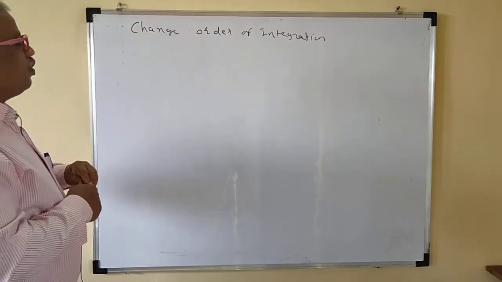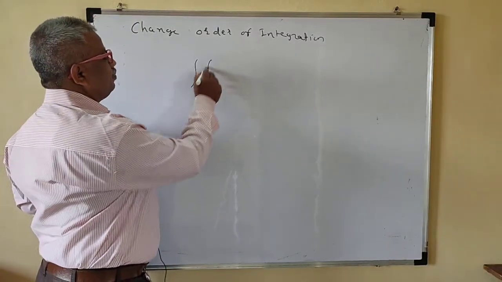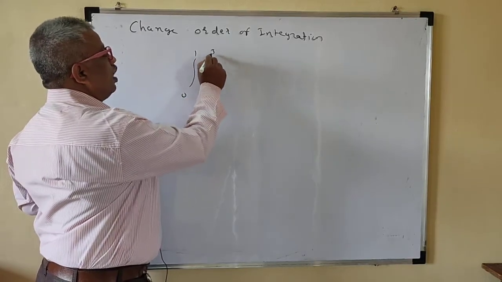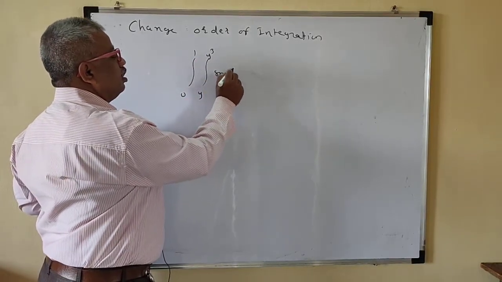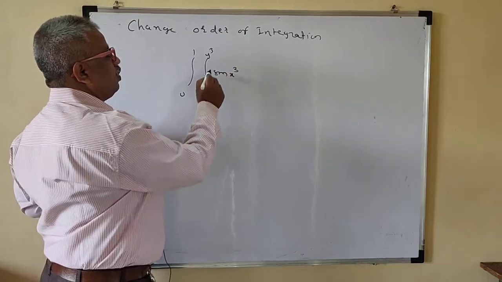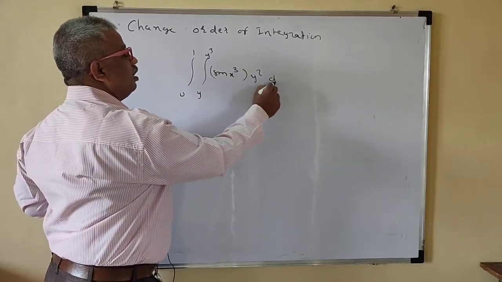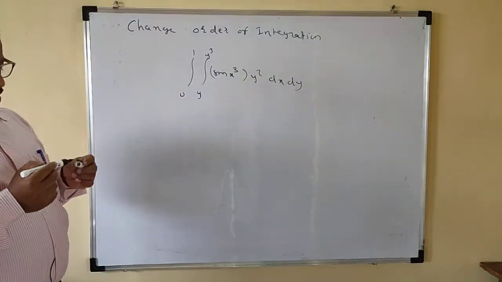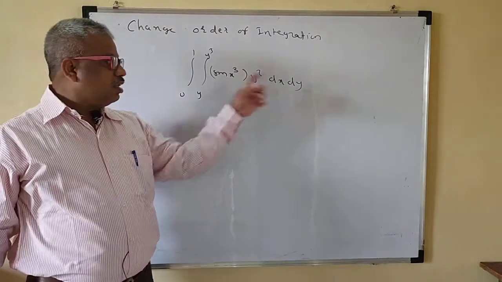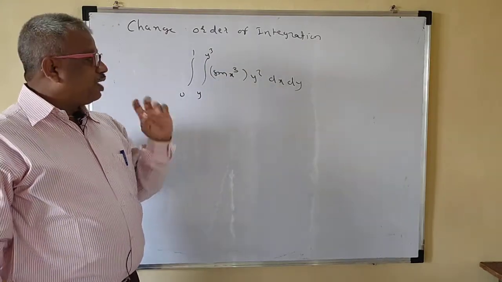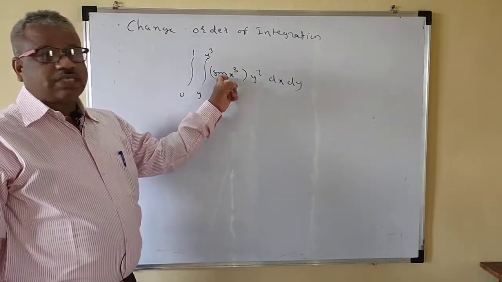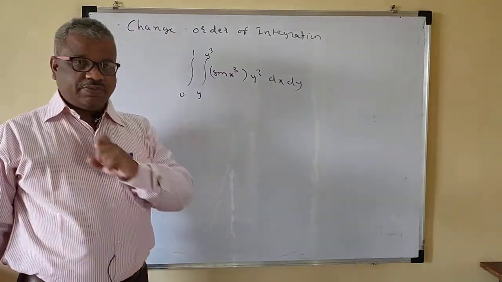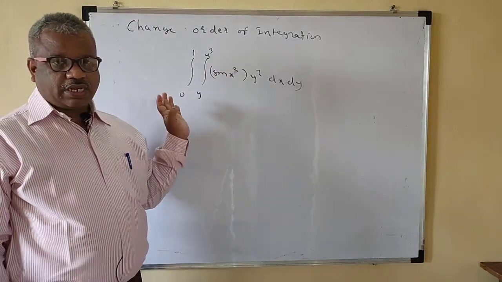That means what? Suppose we have the integration like this: 0 to 1, y to y cube, sine of x cube, y square, dx dy. These are the limits of x. That means we must integrate with respect to x first. But here sine of x cube is not integrable with respect to x. We cannot evaluate this integration.